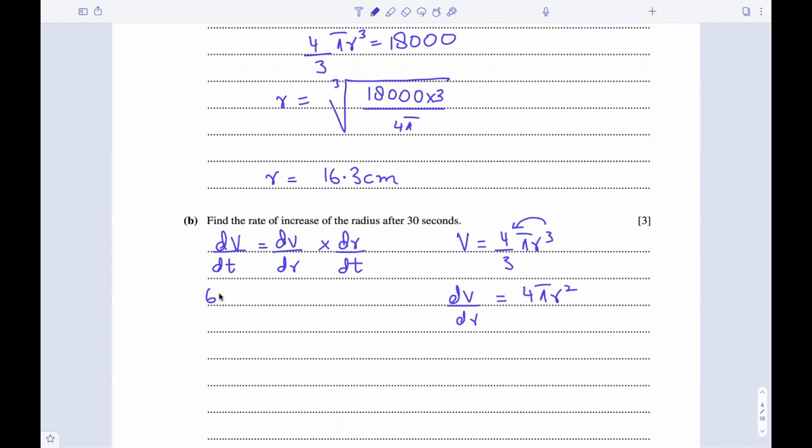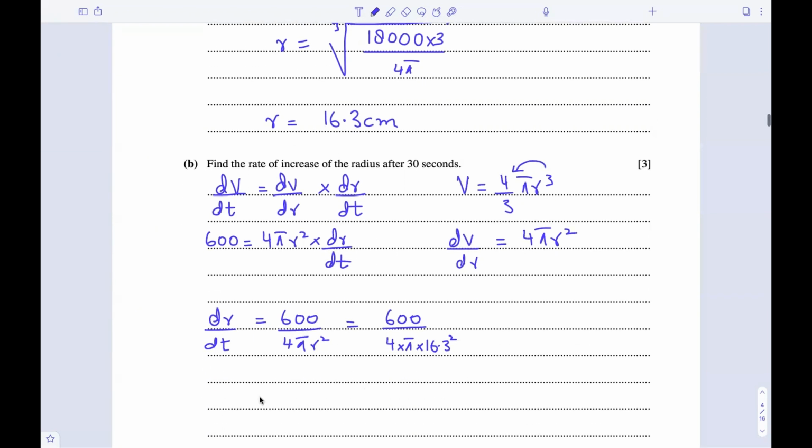So dV/dt is 600 is equal to 4 pi r squared into dr/dt. So the rate of increase of radius would be dr/dt is equal to 600 upon 4 pi r squared. Substituting the value of r, which is 16.3, we get 600 upon 4 into pi into 16.3 whole squared. This will become 0.181.